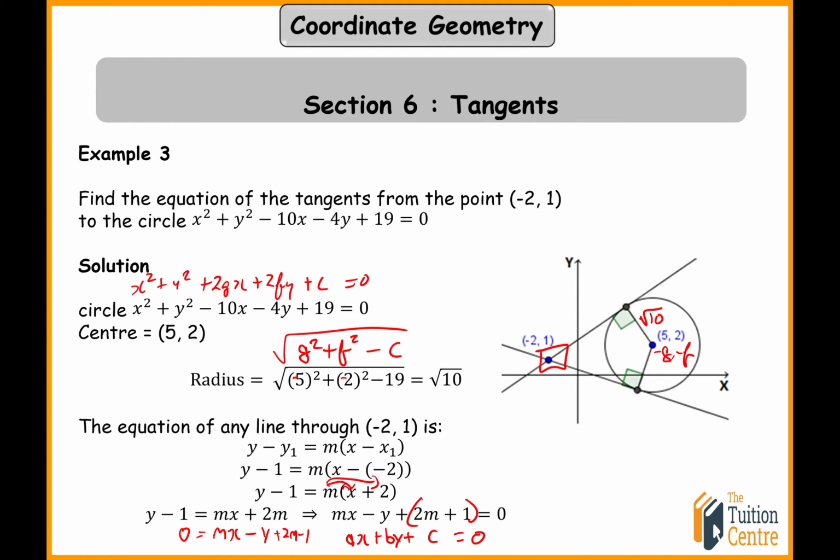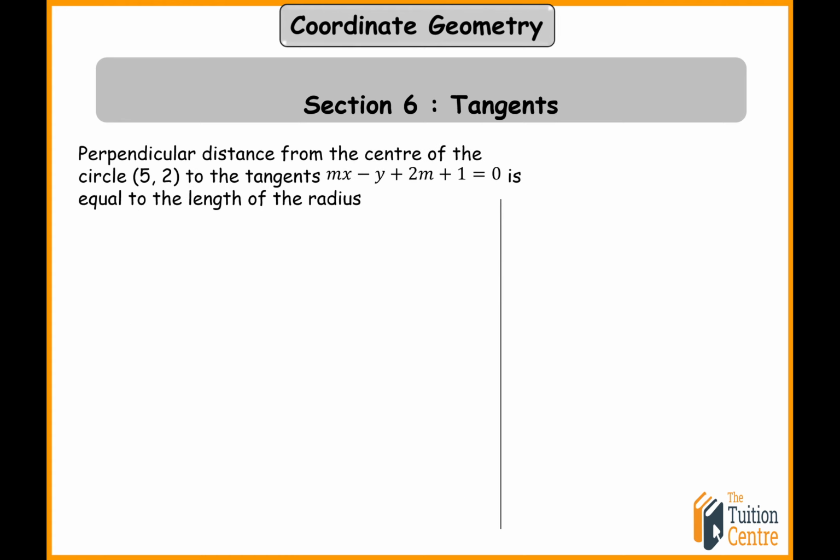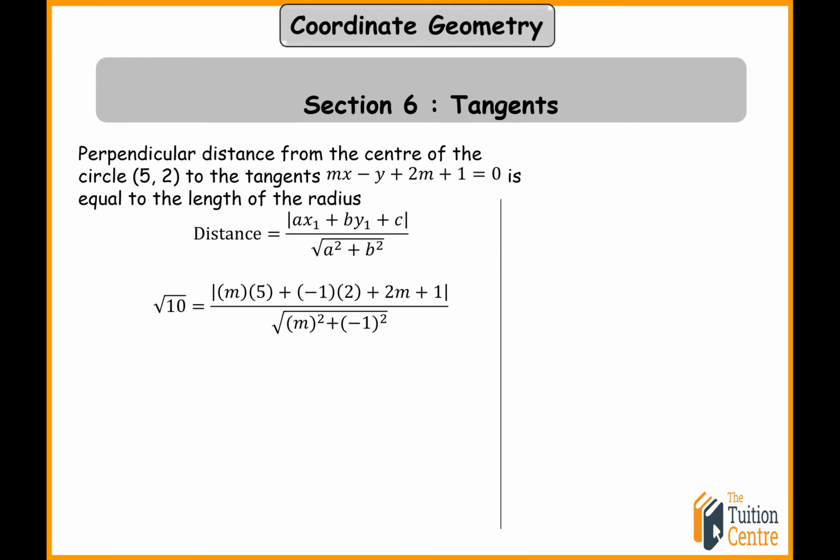So we have the equation of these lines in the form of ax plus by plus c equals 0. In our case, mx minus y plus 2m plus 1 equals 0. We know the perpendicular distance of those lines to the center point is equal to root 10. So we do what we know. We say the perpendicular distance from the center, 5, 2, to the tangent is equal to the length of the radius. So we use our perpendicular distance formula.